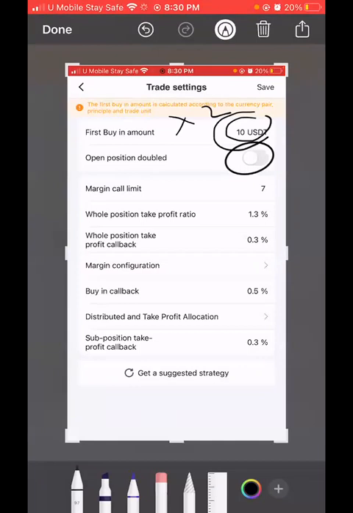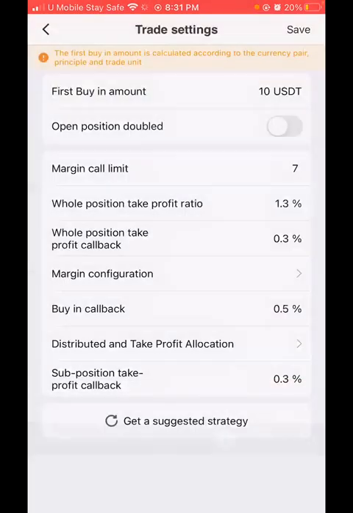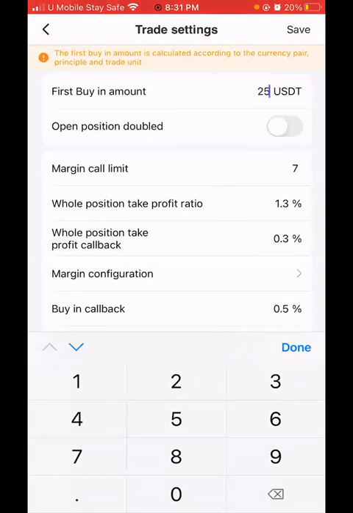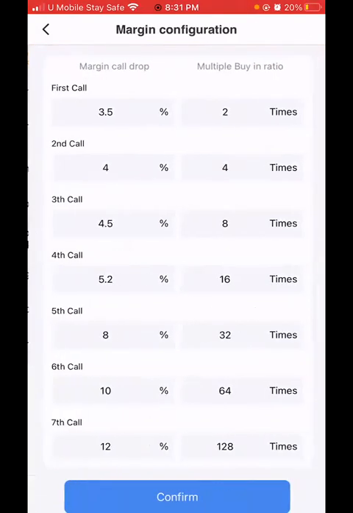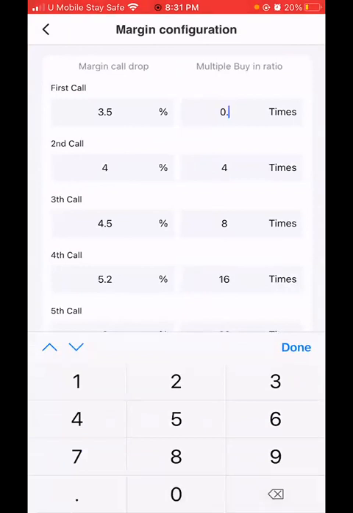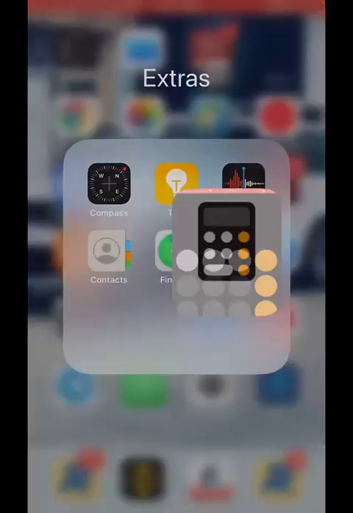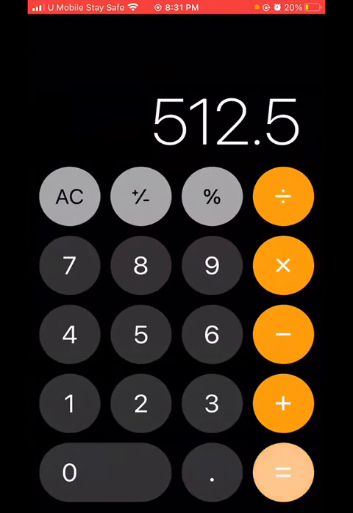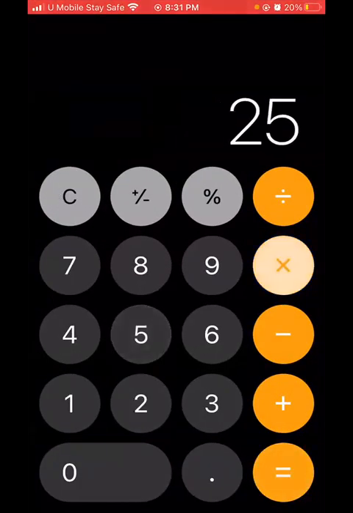If the first market you are buying is $10, because you have doubled your position, it's going to double. For instance, we put $25 here on the first buy amount. Then on the margin configuration, let's say we put 0.3. Now, 0.3 of $25, our first buy amount, how much is it? 25 times 0.3. That will be 7.5.